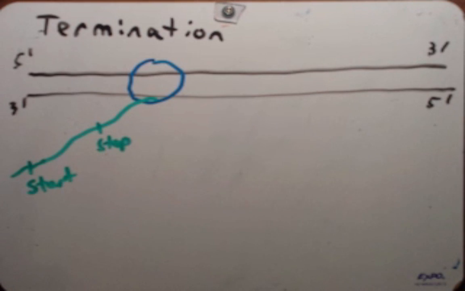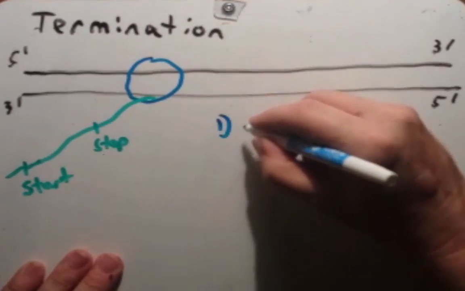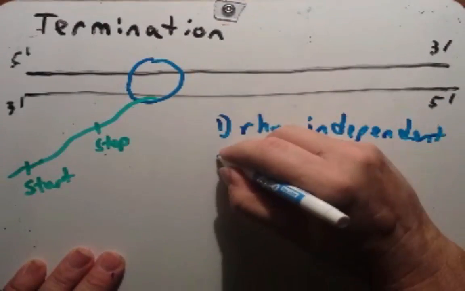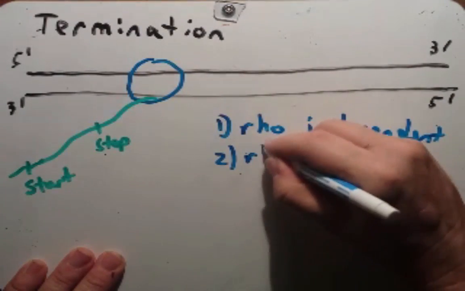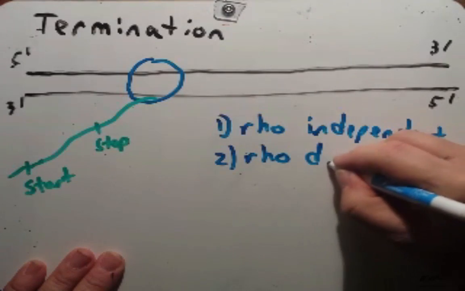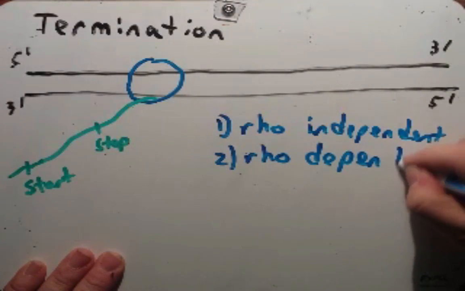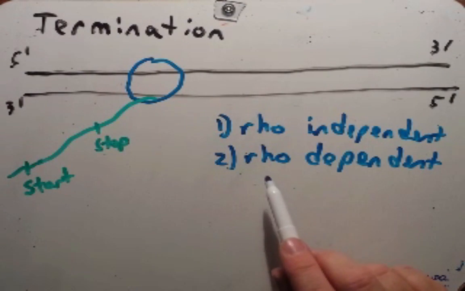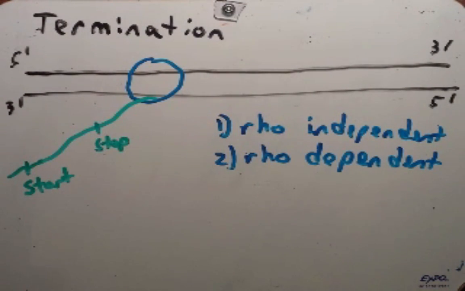And there are two such mechanisms. The first that we'll talk about is called rho independent. The second one is called rho dependent. Rho is a protein, so the first one is not going to require this protein, and the second one will require the protein. In order for termination to occur, though, RNA polymerase has to stop making RNA.